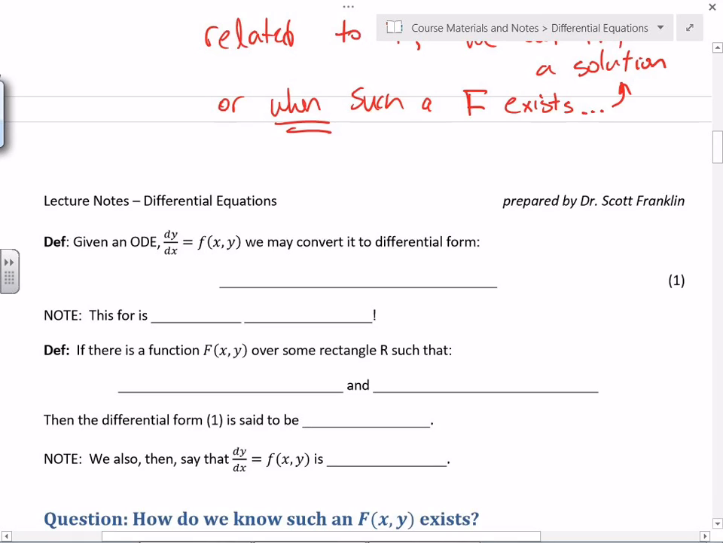So given an ODE that's written in this form, the easiest way to tackle this question of whether such an f exists is to convert it to differential form. Do you remember what differential form looked like? On like the very first day or second day of class, I told you all these forms.